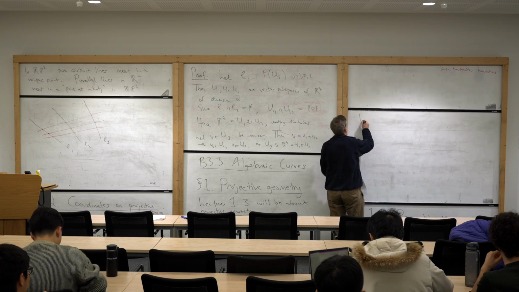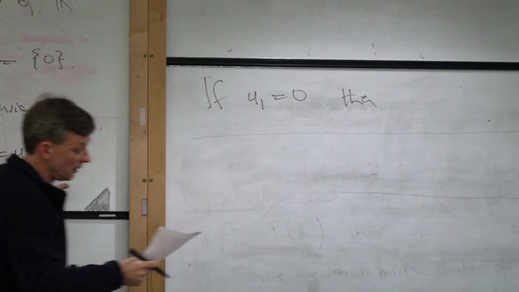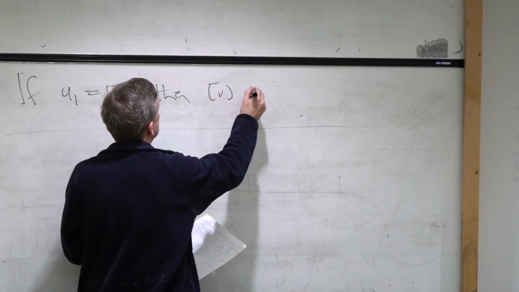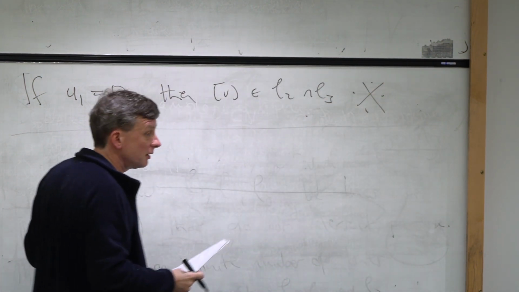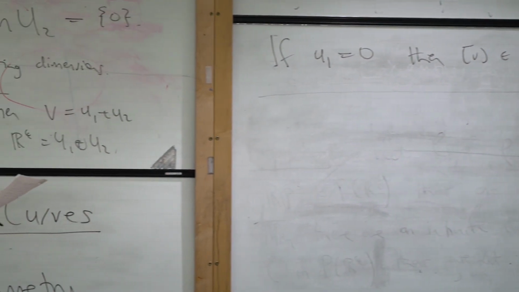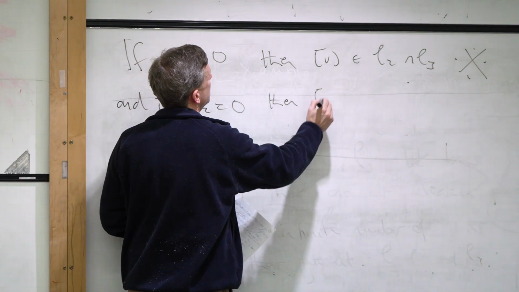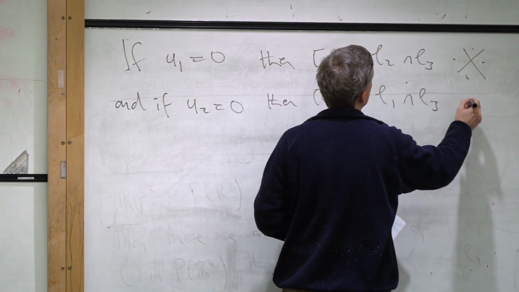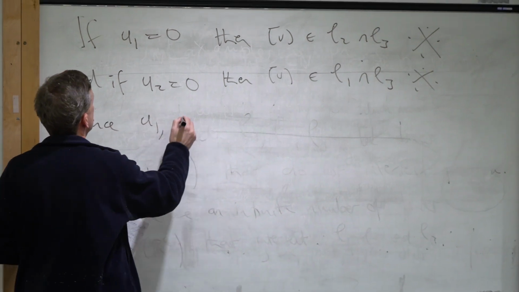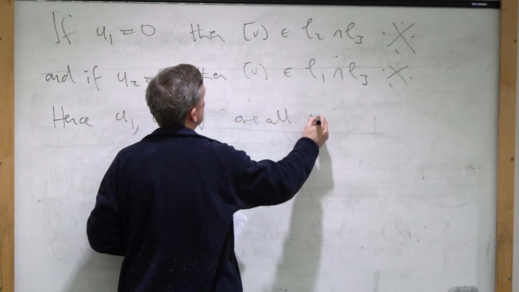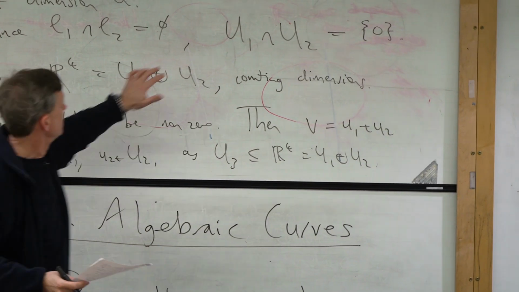Well, if little u1 is 0, then v would be u2. So the point [v] would lie in both L2 and L3, which is a contradiction, because we've assumed that the lines do not intersect. And if little u2 is 0, then v lies in the intersection of L1 and L3, which is also a contradiction. So hence u1 and u2 and v are all non-zero. Also, u1 and u2 are linearly independent because they lie in vector spaces with no intersection.